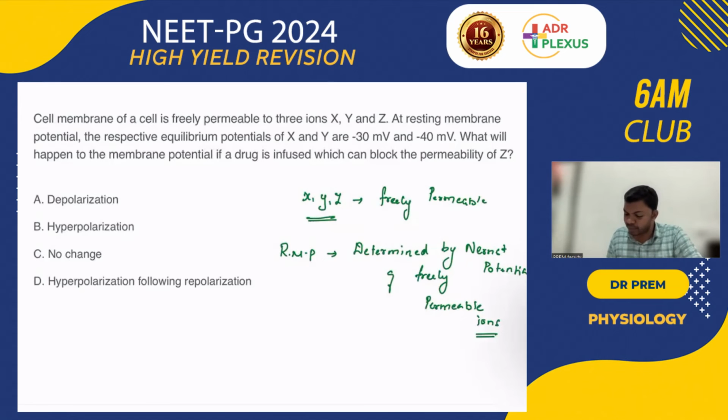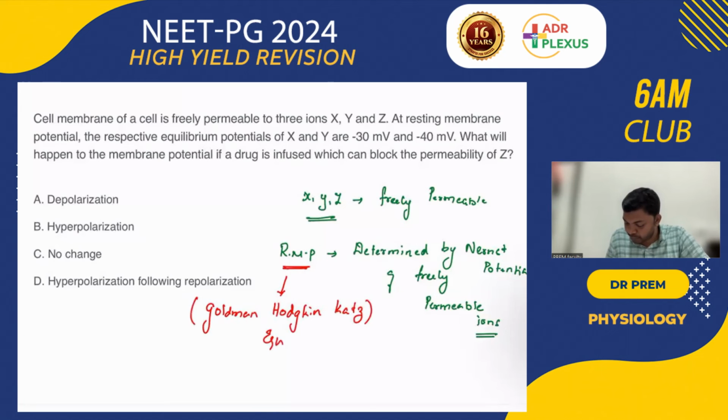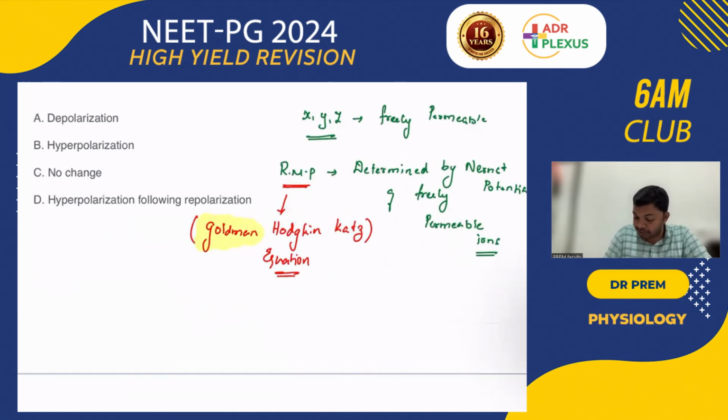Now, when it comes to this question, resting membrane potential is calculated using an equation called the Goldman-Hodgkin-Katz equation. Simply put, this is going to be the Goldman equation straight away. It's going to be the Goldman equation, guys. So how does this equation get derived? It's a very simple parameter.